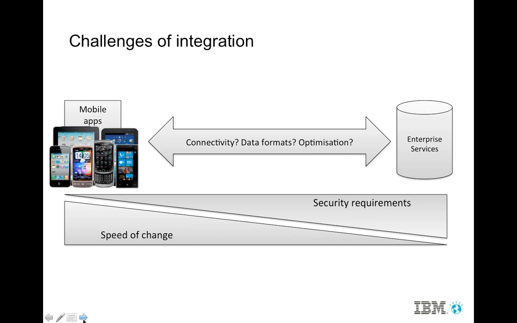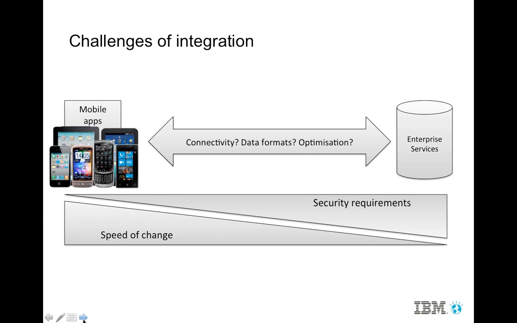Am I on Wi-Fi? Am I on 3G? So the whole question of connectivity, where is my data coming from? They just want to be able to consume it, and they want to consume it in a data format they can use straight away, which is typically JSON on the mobile device.